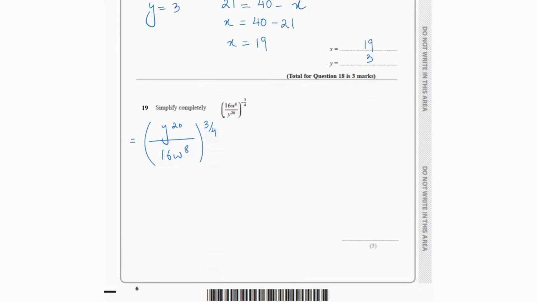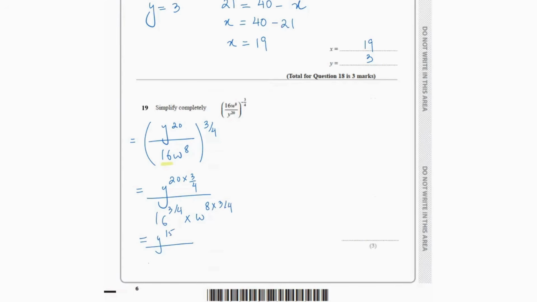Now, when there's a power inside the bracket, outside the bracket, we always multiply the powers. And always remember the power gets distributed on the coefficient as well, not just the variable. So it's going to be y to the power of 20 times 3 over 4, over 16 to the power of 3 over 4, times w to the power of 8 times 3 over 4. 20 times 3 over 4 is 15, so y to the power 15.